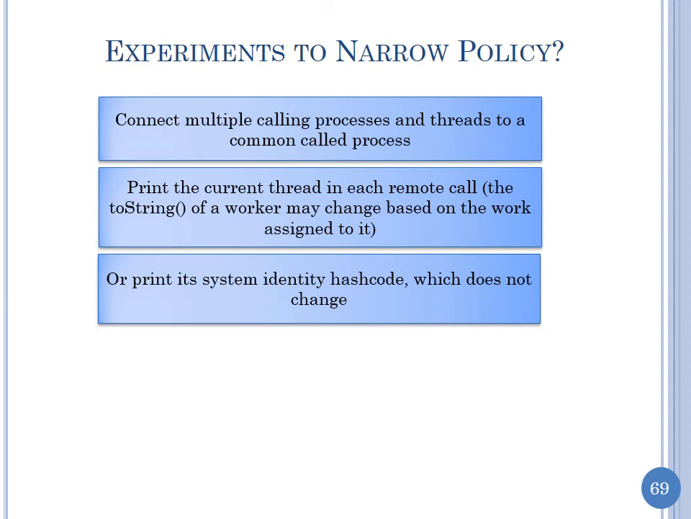Now, printing the current thread does not give you the exact information, because it will give you the toString, and who knows what the toString does. It could look at some values and change dynamically. But there's one thing you can do. There's something called the system identity hash code that identifies an object and never changes for an object. Think of it as the closest thing to an object address or pointer that you can imagine.